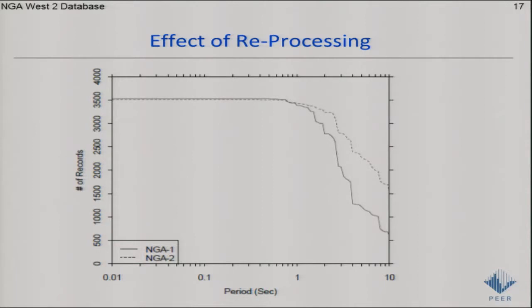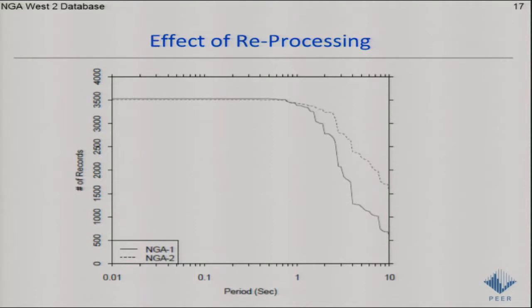And the effect of reprocessing all of those time series, there was a significant effort put into reviewing the filter corners and the filter cutoffs that were selected before, and we were trying to increase the usable period range for the time series that were in the NGA West 1 project. This is a graphic where the x-axis is the lowest usable period range for the record, and then the number of records for that period. The comparison is done based on the original 3,500 records in the NGA West 1 project.